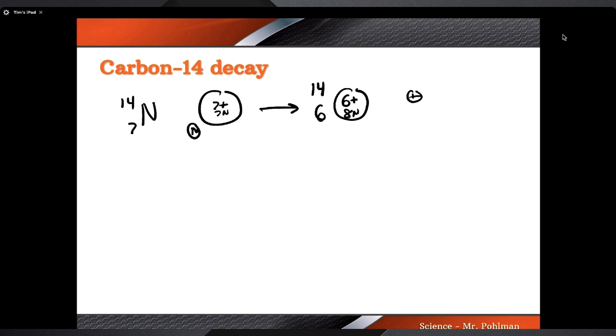So that carbon-14, this guy right here, is an unstable isotope of carbon. If it's in the atmosphere, it's going to combine with what? Oxygen. An unstable carbon atom is going to combine with oxygen. Now that carbon dioxide molecule, where does that go? That goes into plants.